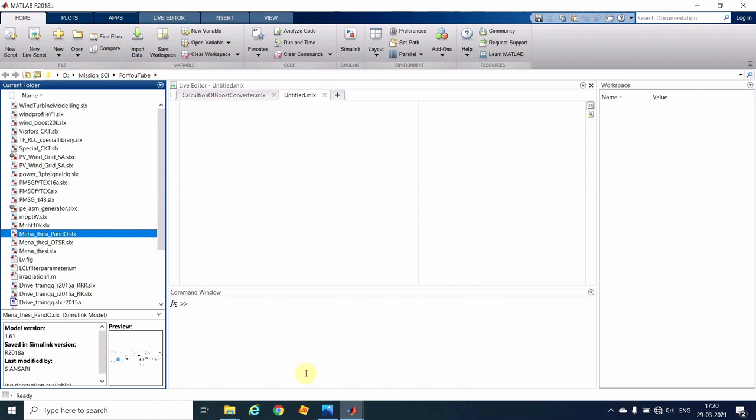Today I will discuss the application of MPPT in a wind energy generation system. Here I will use a 12.3 kilowatt wind turbine and a PMSG machine, and I will not use any drive train here. So this will be a direct drive PMSG based wind energy system with MPPT.